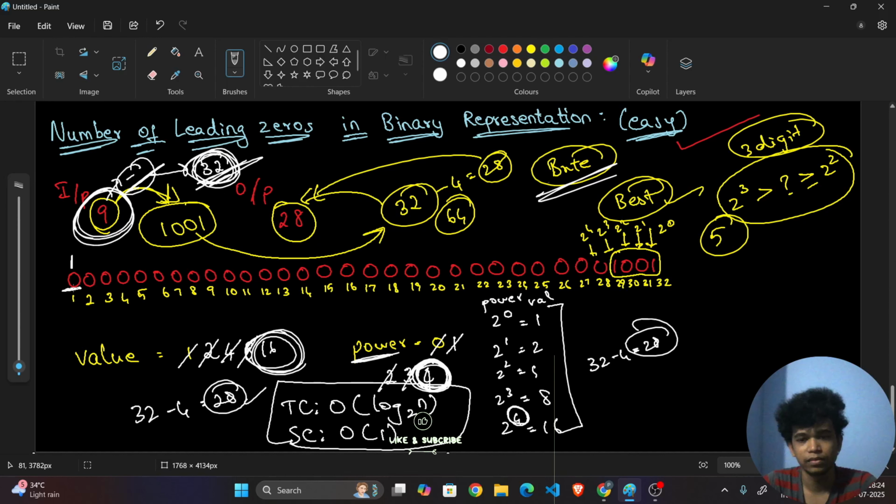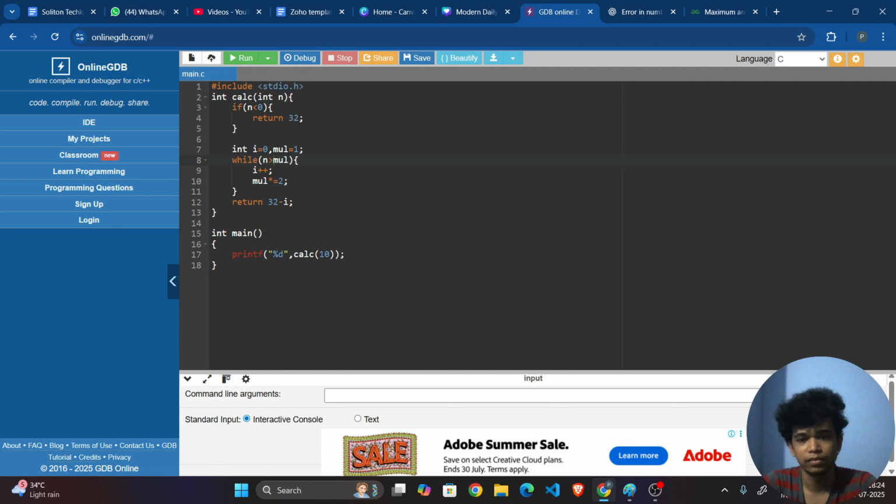Because leading 0 means all things will be 0, but here the most significant bit will be 1. Fine. Now let us see the code so that it will be more clear, and always prefer C programming, because in Soliton they will be only asking C programming, just to learn how to code without using inbuilt functions.